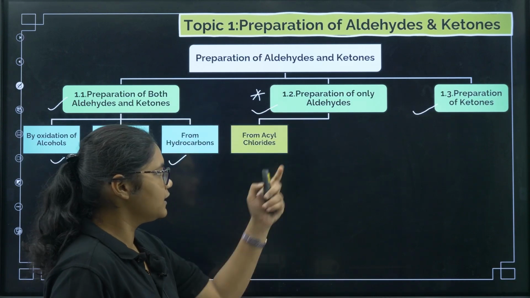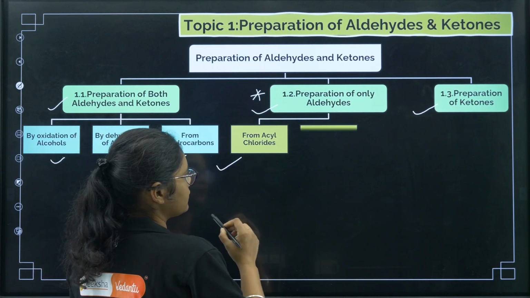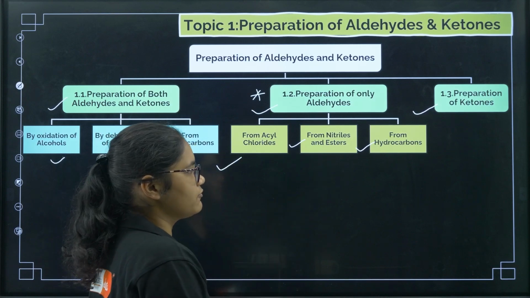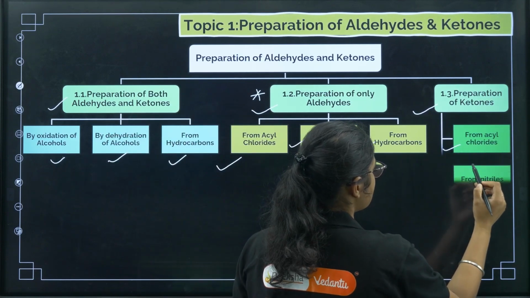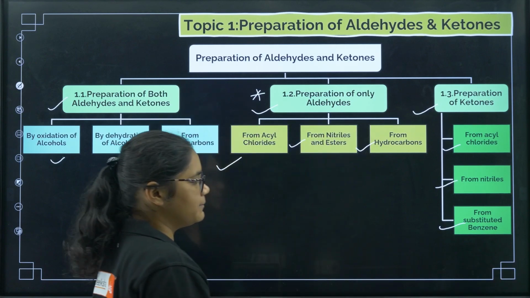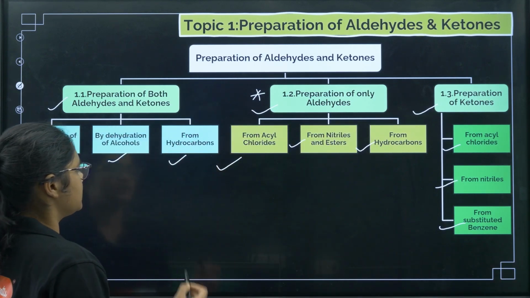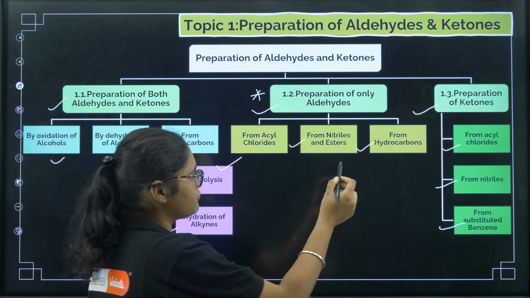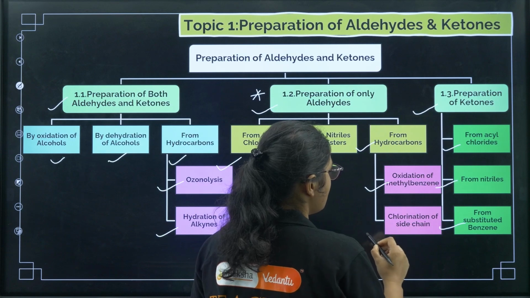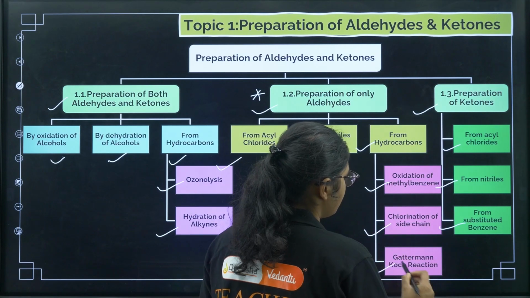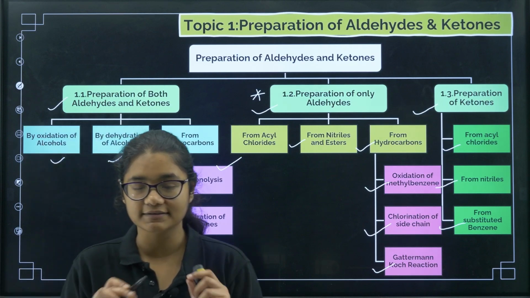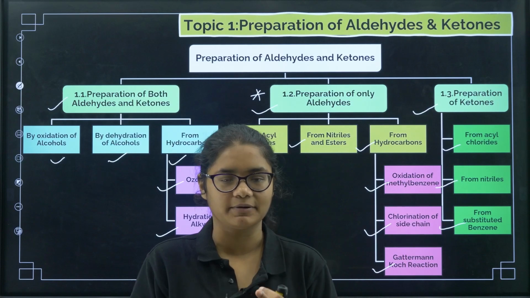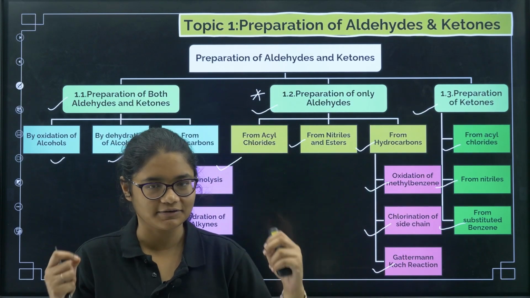Now for only aldehydes, we have from acyl chlorides, from nitriles and esters, and then from hydrocarbons. For preparation of ketones, again we have from acyl chlorides, from nitriles, and then from substituted benzene. Under hydrocarbons for both, we have 2 categories: ozonolysis and hydration of alkynes. For aldehydes from hydrocarbons, we have oxidation of methyl benzene, chlorination of side chain, and then the Gattermann-Koch reaction. Clear? This is the complete methods of preparation. Let us revise them once again.